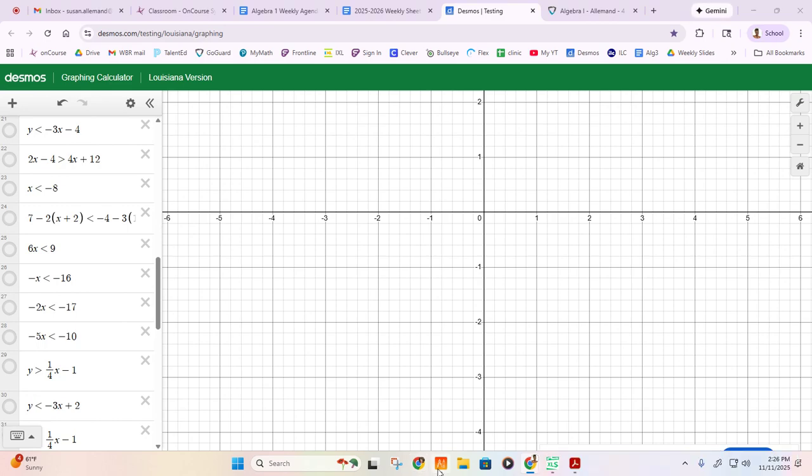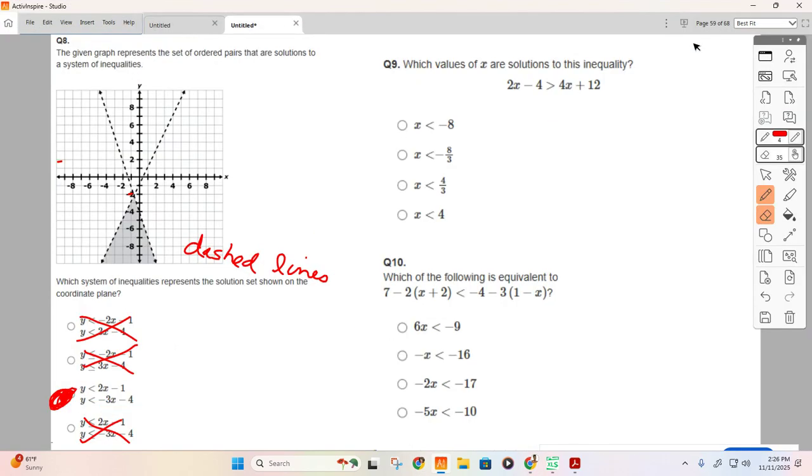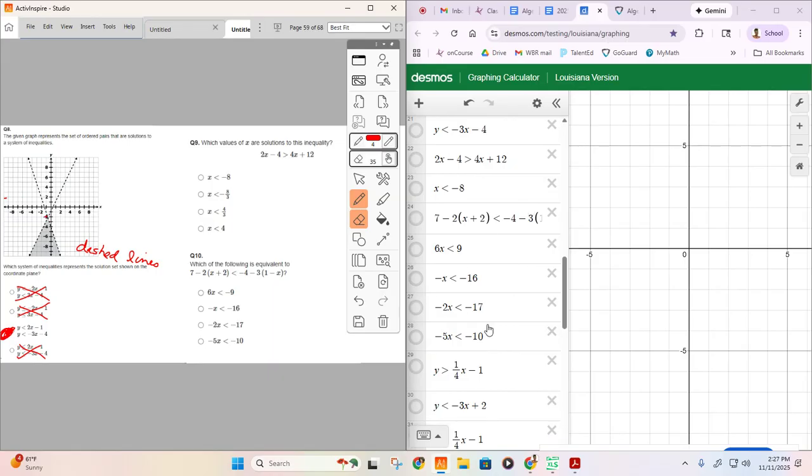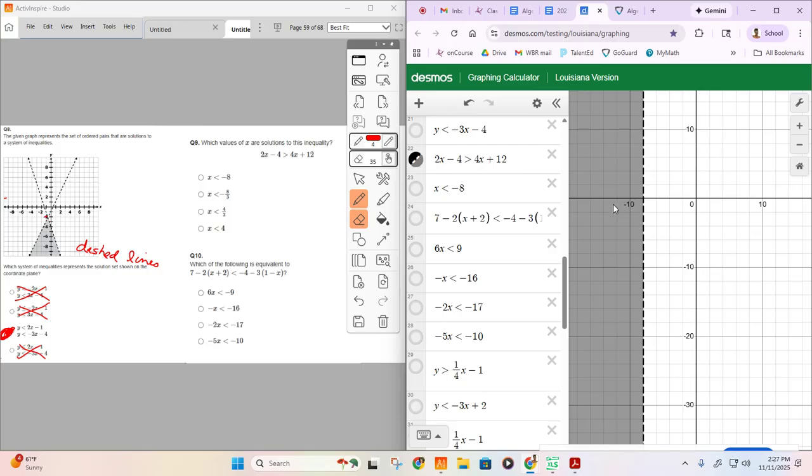All right, let's go back to the flip chart here. The next one: which values of x are solutions to this inequality? I type in the original inequality that they give me, right here, and I can see where it's at. I try my answer options. The first one is x is less than -8. It just so happened that the very first one I tried matches perfectly. I can type in the others and they won't match.